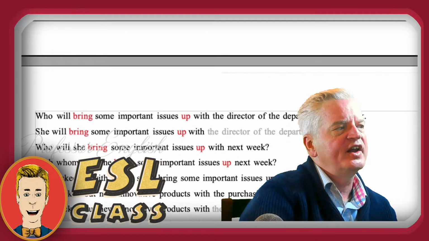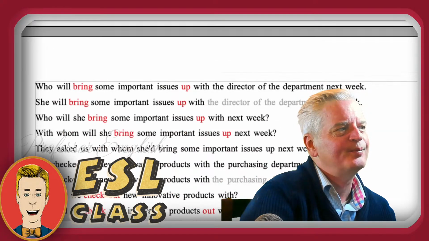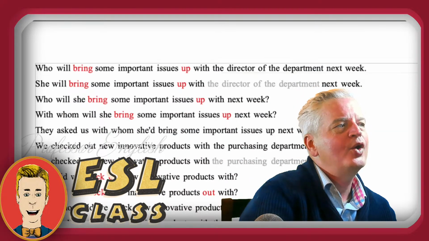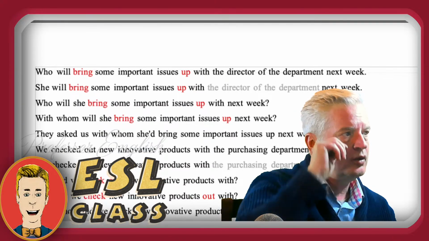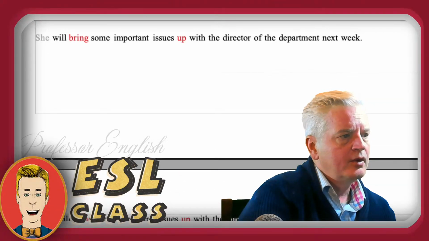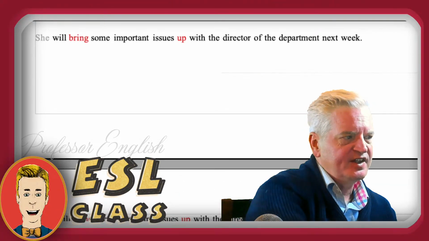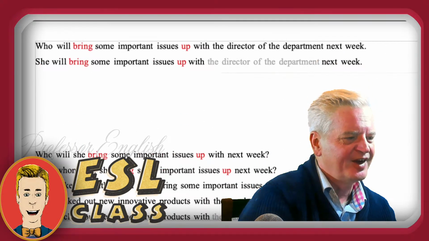You just change who, she to who. You just change the subject to who. Who will bring some important issues up? Or who'll bring some important issues up with the director of the department next week. All right, so that's easy. Now let's try the hard one, the who object question.